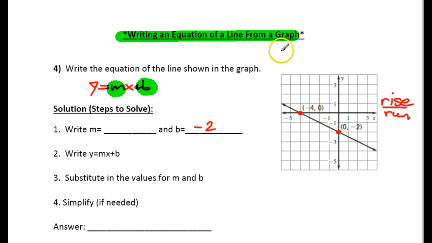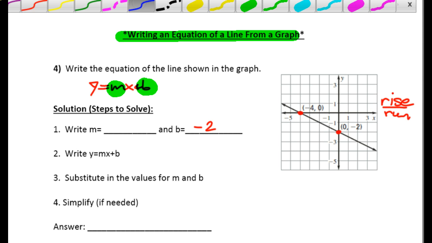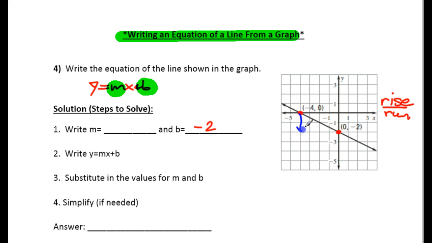Okay, so it doesn't matter which dot you start at. I'm just going to start here. So to get here, I have to go up or down first. In this case, I'm going to go down 2. So in this case, my rise is a -2 because I went down. Then I'm going to run over this way: 1, 2, 3, 4, and going to the right is positive.